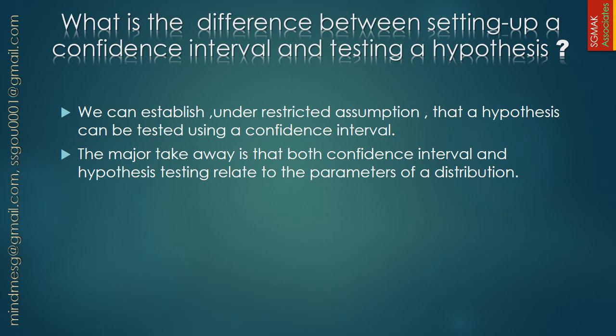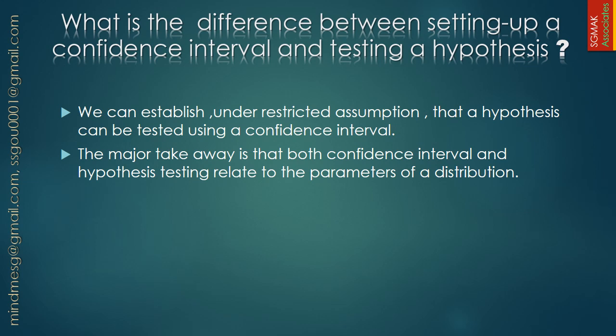They both relate to the parameters of a distribution. Parameters of a distribution, common examples are mean and standard deviation. Depending on what distribution you're dealing with, they may have more than 2 parameters. For example, a triangular distribution has 3 parameters: the minimum value, the most likely value, and the maximum value. Normal distribution has 2 parameters, mean and standard deviation. A binomial distribution has 2 parameters, number of trials and probability of success in each trial.